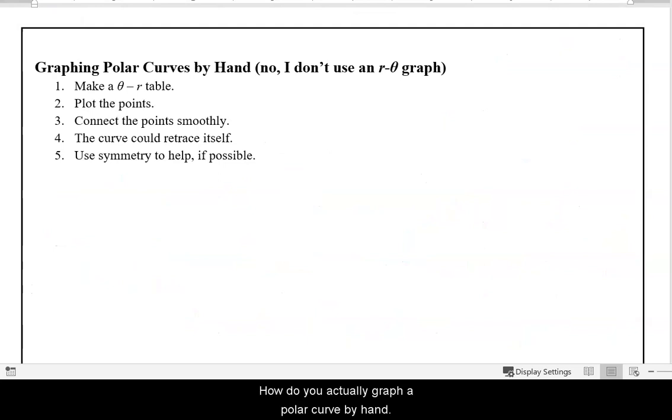How do you actually graph a polar curve by hand? There are many textbooks that use what's called an r theta graph on a rectangular system before they produce the polar graph. I've never been one of those people. I find it simpler simply to make a theta r table and then to plot the points, connect them smoothly, and to watch out for the curve tracing over itself more than once. I will use symmetry to help if I can, but basically what I do is I produce a table.